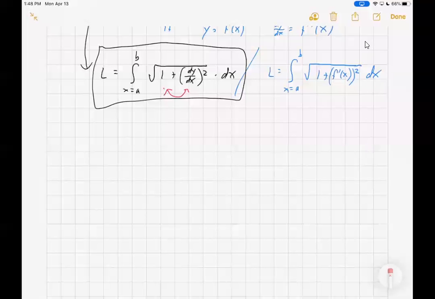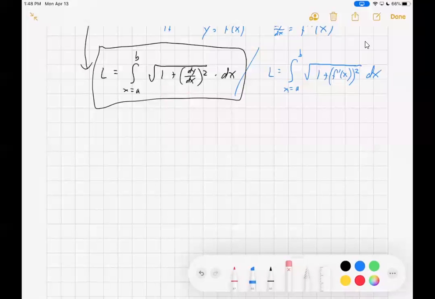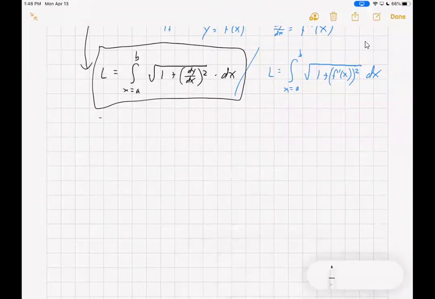Here is the end of our derivation for the length of a line using integration. Now remember, there are a couple of things about this. So let me erase that little bit there. A couple of things to note about this. This is what we use when we are given y as a function of x on an interval from A to B.